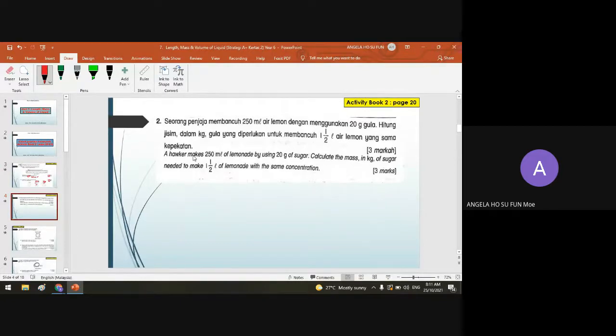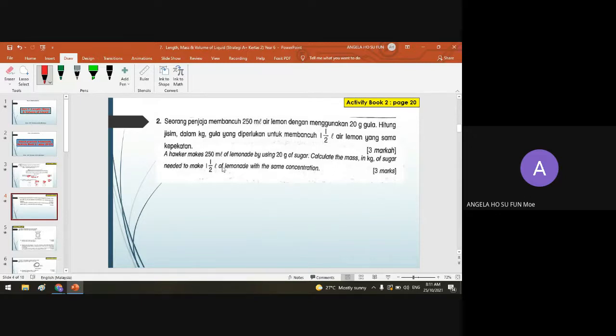Look at question number 2 here. What is the question asking? A hawker makes 250 ml of lemonade by using 20 gram of sugar. So this is a proportion question. Calculate the sugar needed to make 1.5 liter of lemonade with the same concentration.